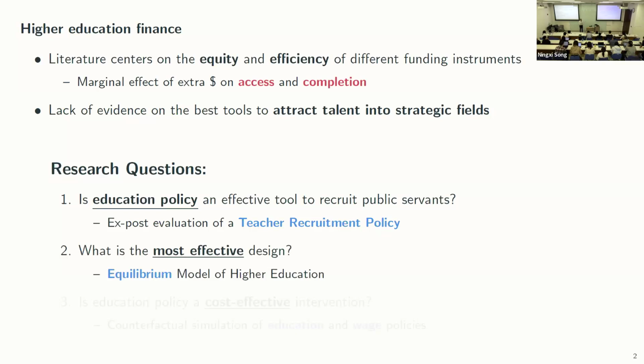But then I will exploit the variation generated by this policy, and I will study the optimal policy design, combining these two specific tools of education policy, financial aid and admission standards, by building an equilibrium model of higher education. That will allow me to decompose the relative influence of financial aid and admission standards in driving the equilibrium. And then I can take into account endogenous responses from both students and colleges when moving away from the baseline policy into counterfactual policy rules.